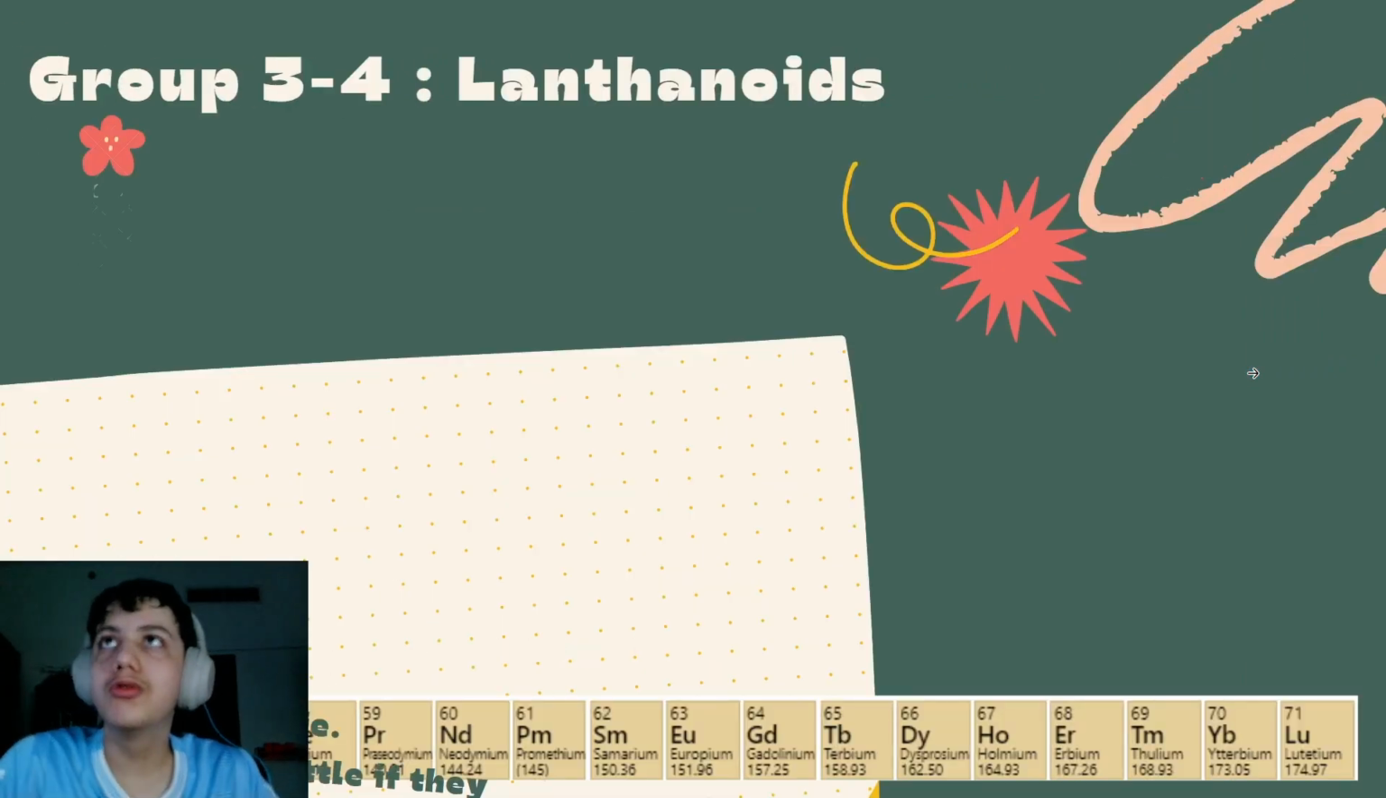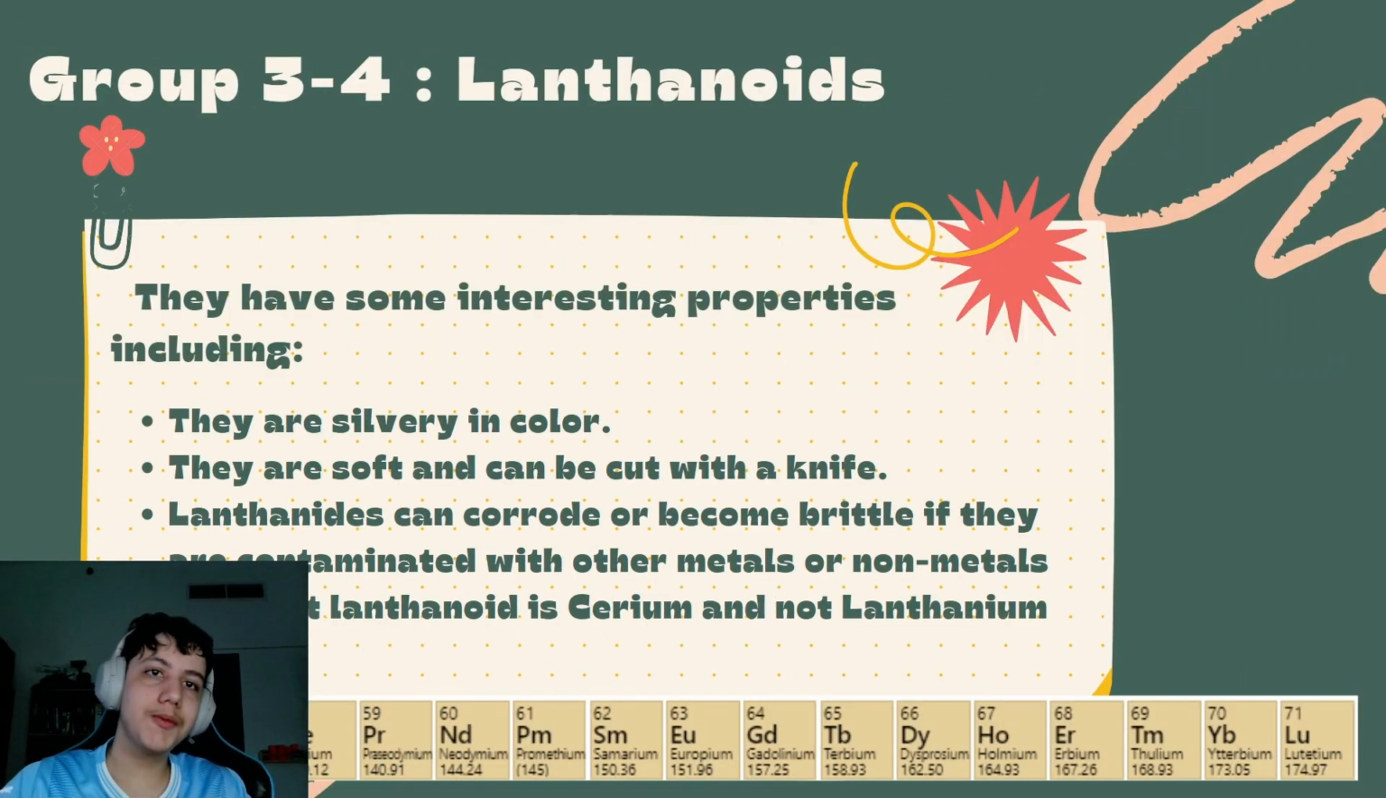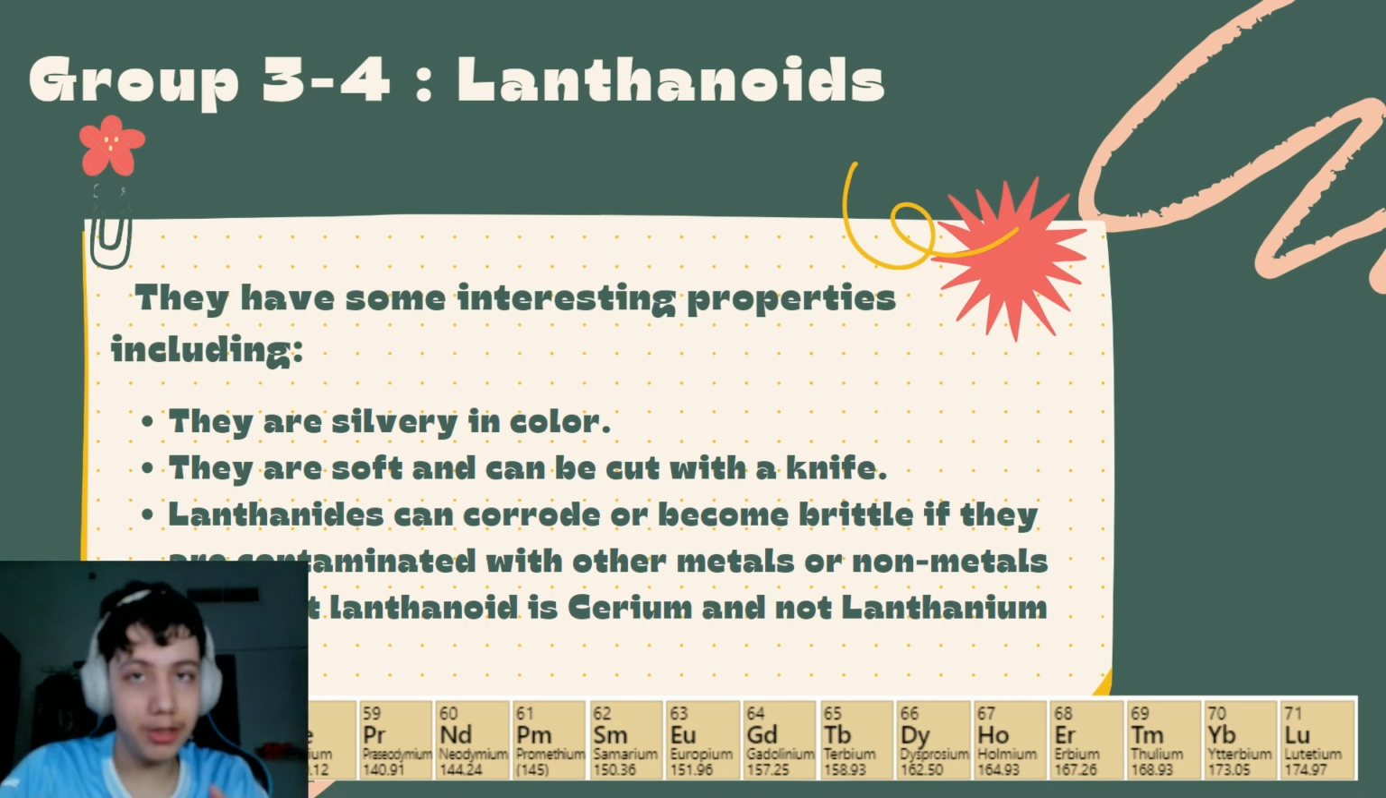Next, we're going on to group 3 to 4. Now, the placement within the periodic table for lanthanoids and actinoids is kind of weird. They're on the bottom of the periodic table, but they are still elements nonetheless, and they have a silvery color. They're soft and can be cut with a knife, much like alkali metals. Lanthanides can corrode or become brittle if they are contaminated with other metals or nonmetals. Keep in mind, they will not corrode or become brittle or break down when they are in contact with metalloids.